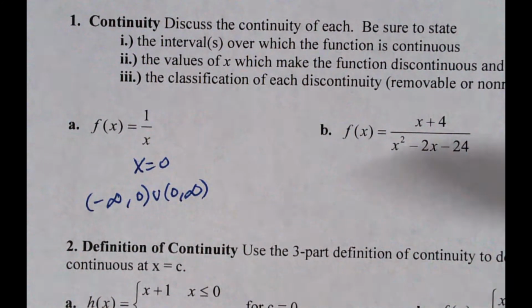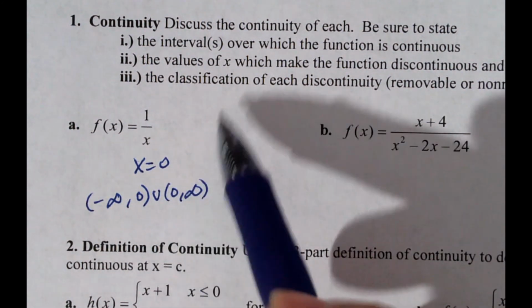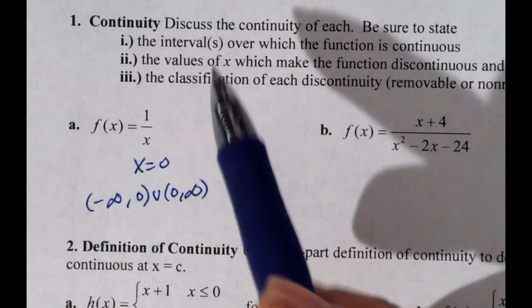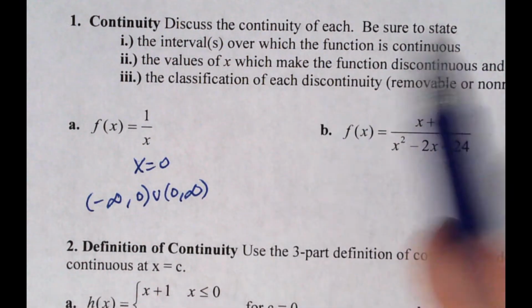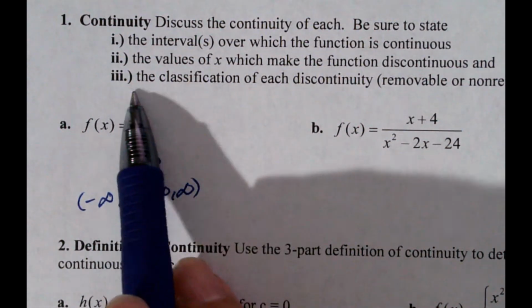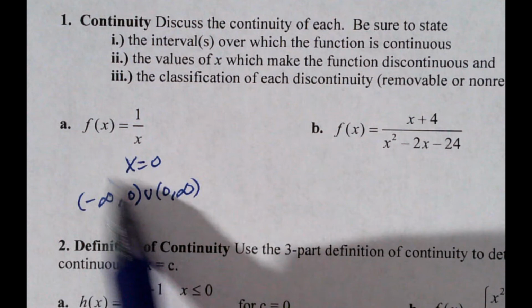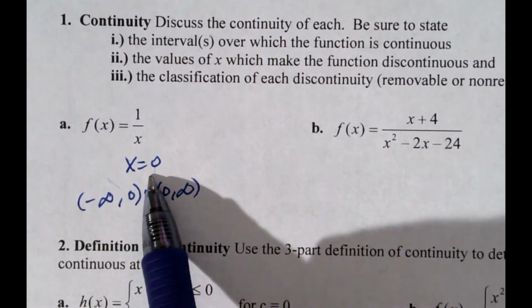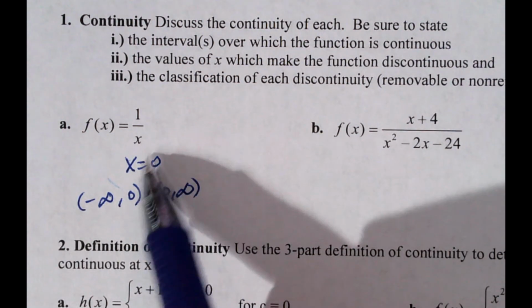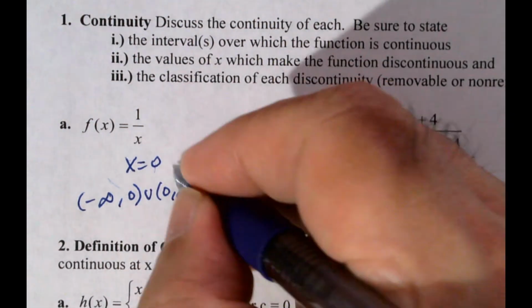And I've already identified x equals 0 for part 2, the values of x which make the function discontinuous. Then part 3, classification of each discontinuity. So I have to now classify x equals 0. What kind of discontinuity is it? Is it removable, non-removable? Can I cancel the x? No. So it's a non-removable discontinuity.